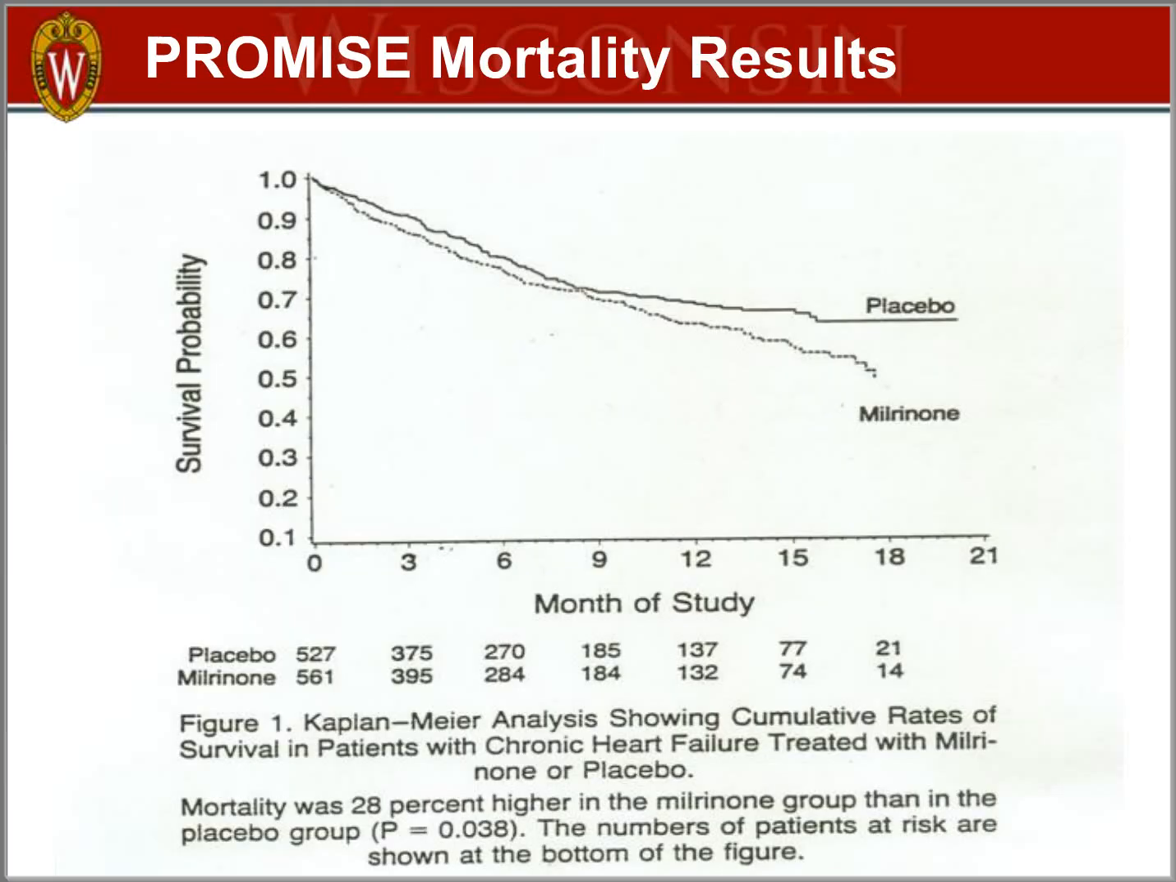Well, in this study, this slide indicates the 2 survival curves for the placebo group and the milrinone group. And as you can see, the placebo group is having a better survival experience than the milrinone. In fact, the trial was stopped early because of this increased mortality in the milrinone group. This is despite the fact that this drug improved cardiac function, exercise tolerance, and quality of life. Again, those surrogates failed us.